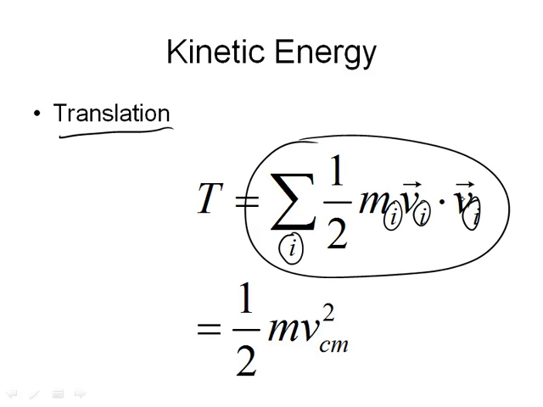And v sub i dot v sub i is simply v sub i squared. I can write it as a vector dot product. It doesn't really matter. It's the magnitude of the velocity squared. And then you just add all those together. Well, it's of interest to note that this will equal the mass times the velocity of the center of mass. So the total mass of the system, that would be all the masses added together, times the velocity of the center of mass squared. This will give us the same value.